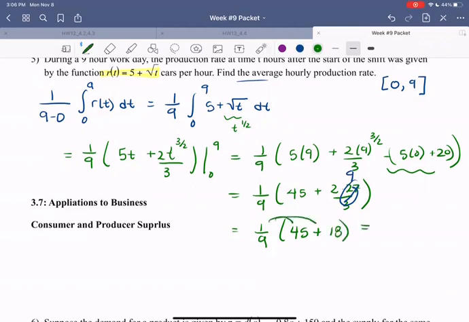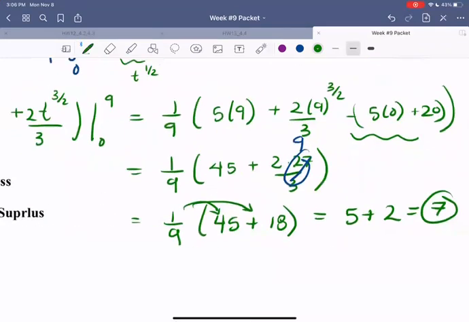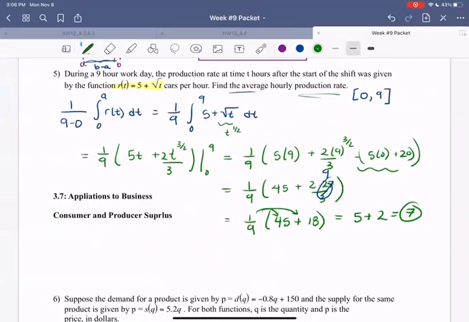Now I can bring the 1/9 into each term if we'd like. So 45 over 9 is going to give us 5, plus 18 over 9 is going to give us 2. So we get 5 plus 2, which is 7. We want to put some units on this because we want to find the average hourly production rate, which is the unit on r of t. So it'd be cars per hour. So on average, on a 9-hour shift, there are 7 cars per hour produced.